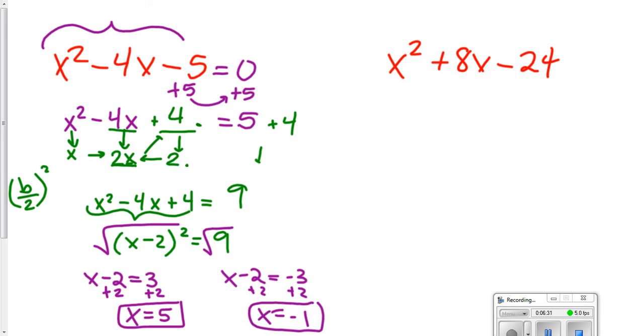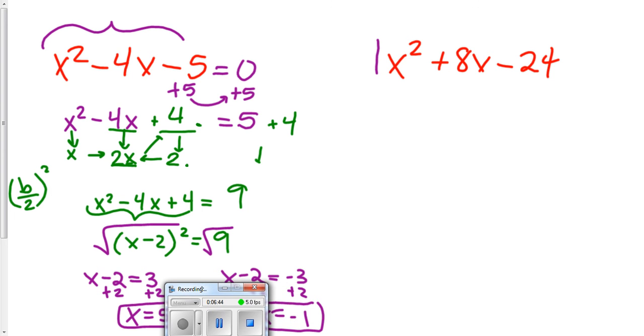Alrighty. This next problem is still considered a baby problem because it has a coefficient of 1 right here, and I'll talk about that in a second. But it is going to be a little bit weirder. We're going to start it out the same, though. Before I say it, think to yourself, what should my first step be? Good job. Add 24 to both sides.